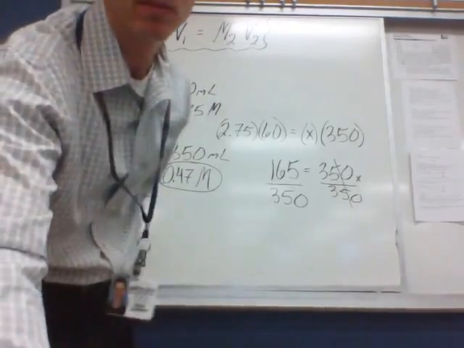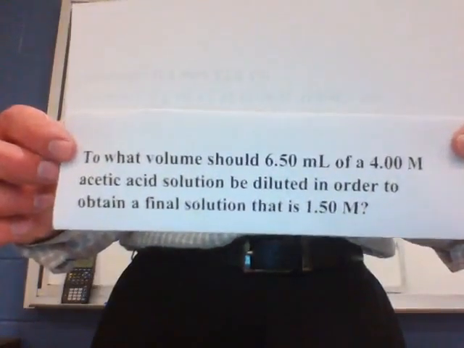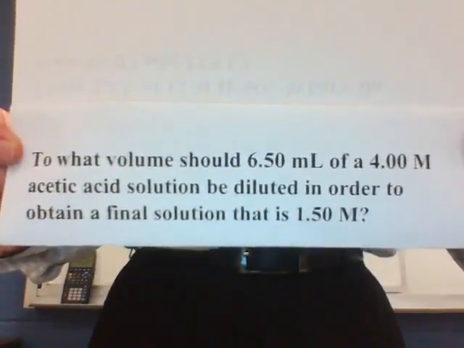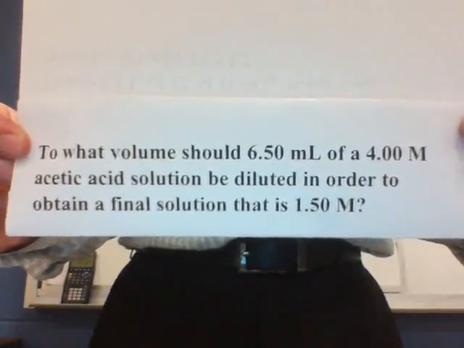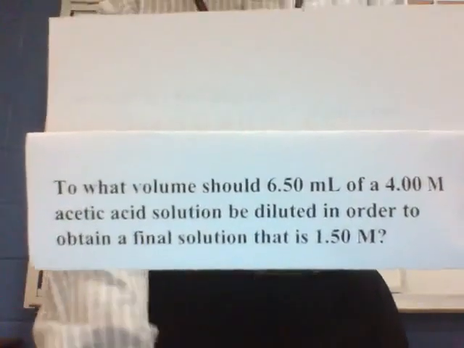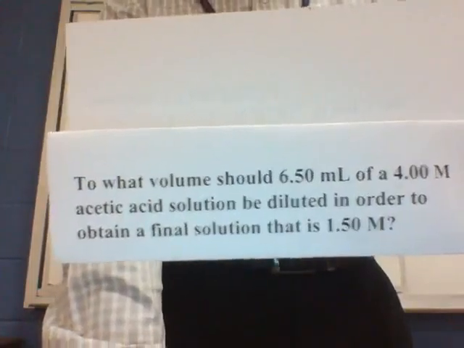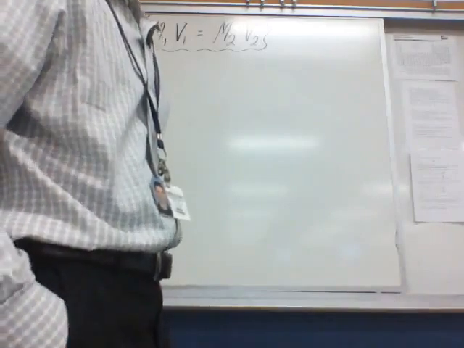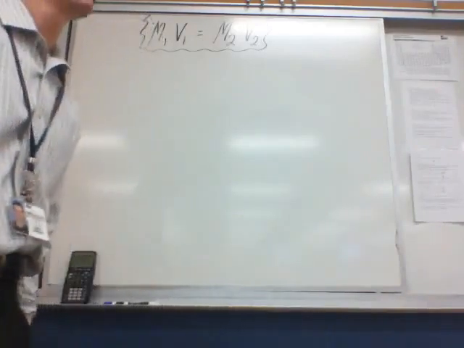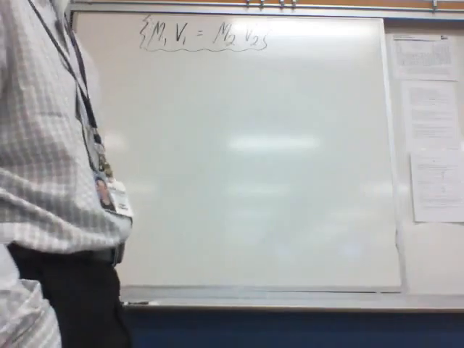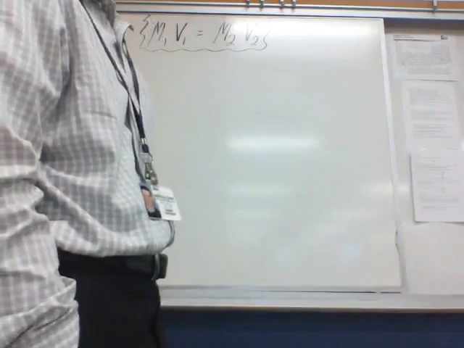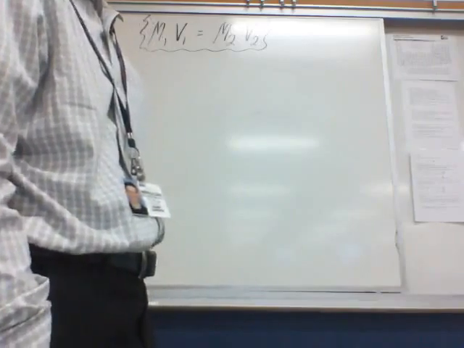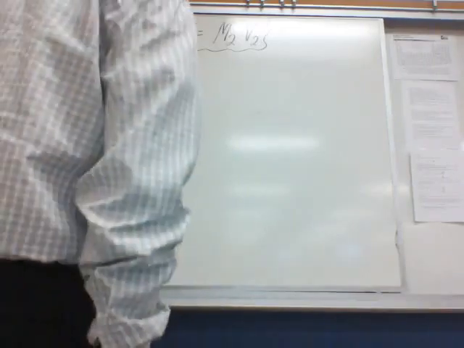Let's do another one. Problem 2. To what volume should 6.5 milliliters of a 4 molar acetic acid solution be diluted in order to obtain a final solution that's 1.5 molar? Like always, we'll pull the numbers out.